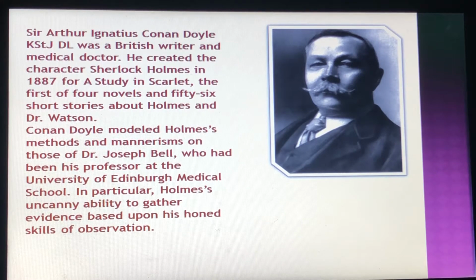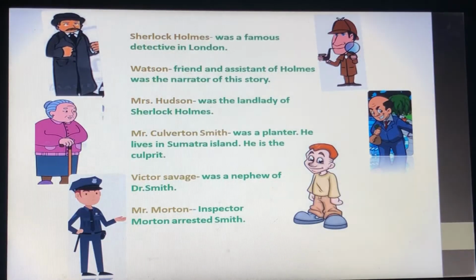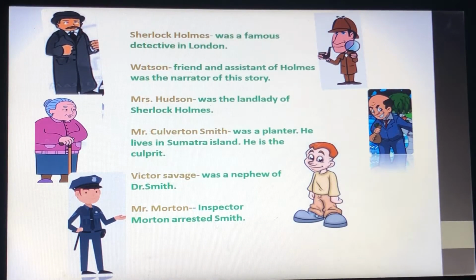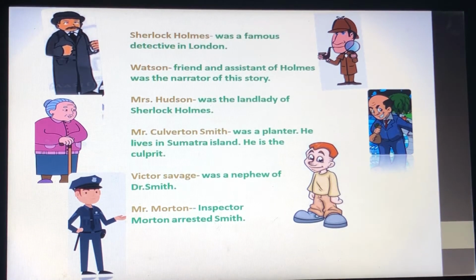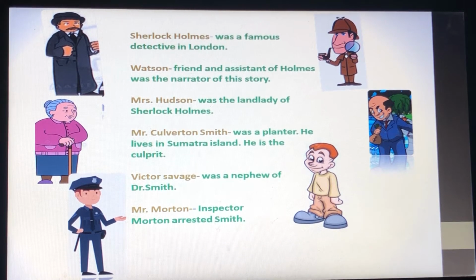Characters of the story. Sherlock Holmes was the detective and was acting like he was seriously ill. Watson was the assistant of Sherlock Holmes. Mrs. Hudson, the landlady of Sherlock Holmes, was very sad on hearing that Sherlock was not well. Mr. Culverton Smith was a man who has knowledge of the disease.